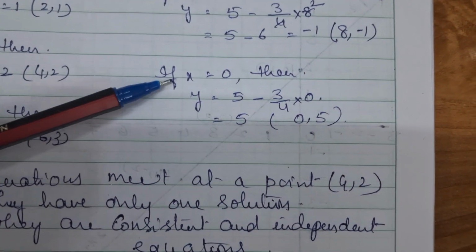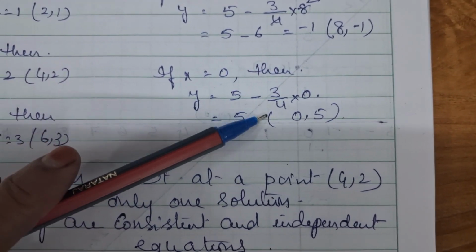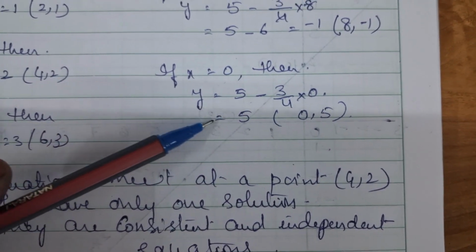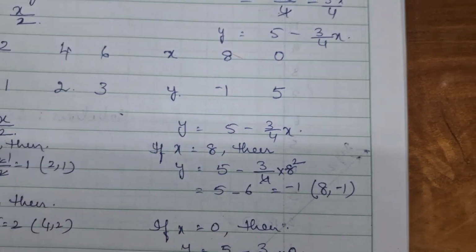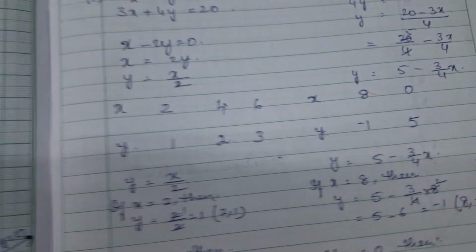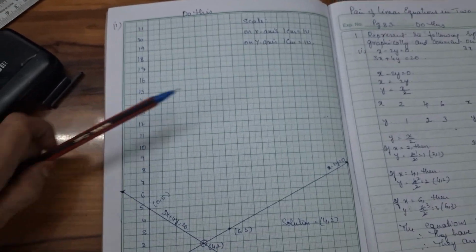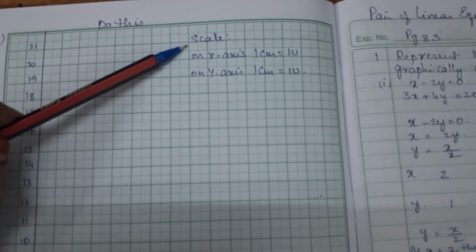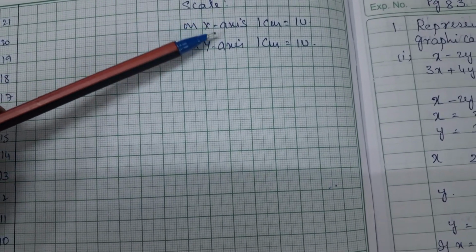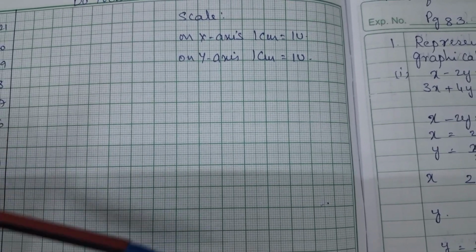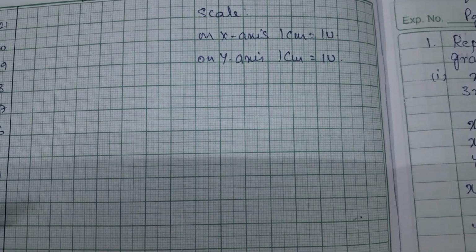Now I have allotted x value as 0. If x is equal to 0, then y is equal to 5 minus 3 by 4 into 0. That is 5. That is 0 comma 5. These are the ones. Now these ones I have drawn in the graph. This is the graph that I have drawn, children. In this, scale is, I have taken on x-axis 1 centimeter is 1 unit, and on y-axis 1 centimeter is 1 unit. It's very, very important, children. Without writing the scale, don't do the graph.